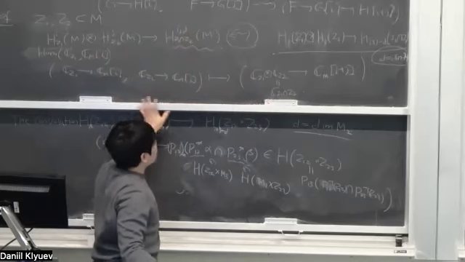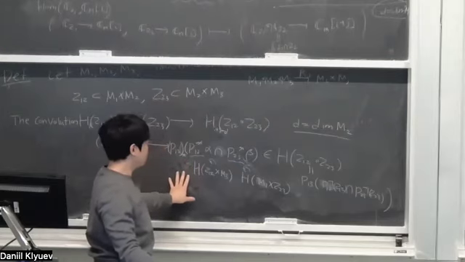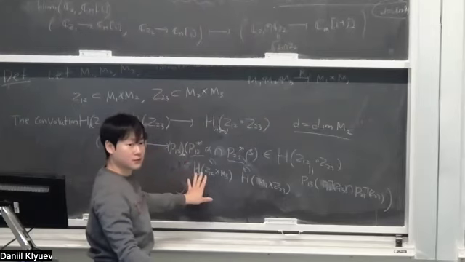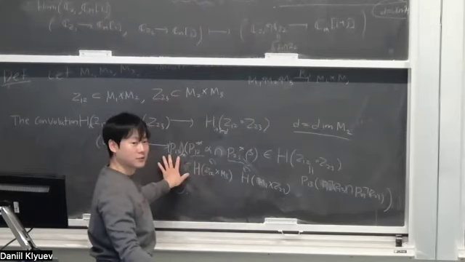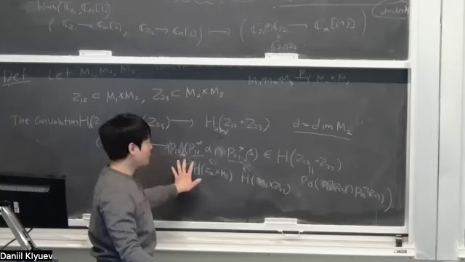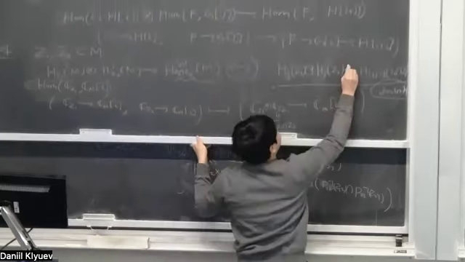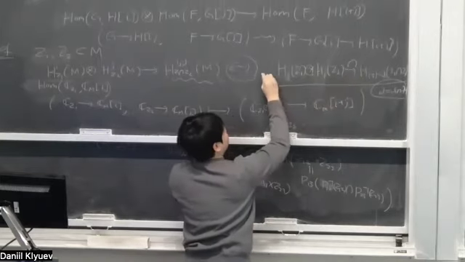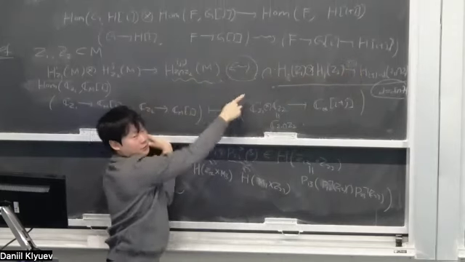And this one? Yeah, you did not define this symbol. Yeah, you did not define that. This one? I think it is just the intersection. Oh, sorry. Yeah, we will define the intersection product using Poincare duality, and we'll denote this.